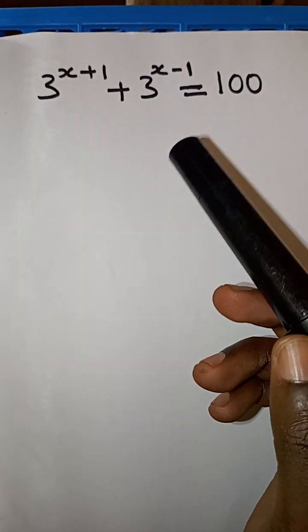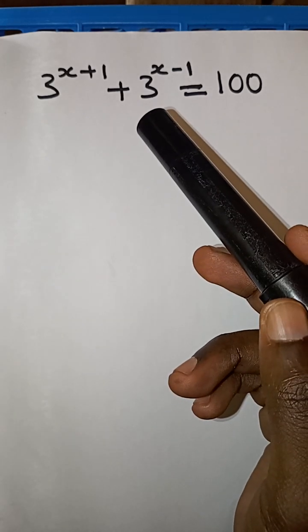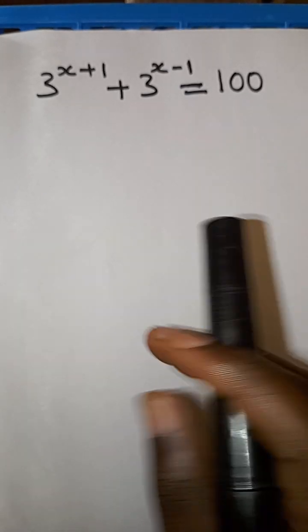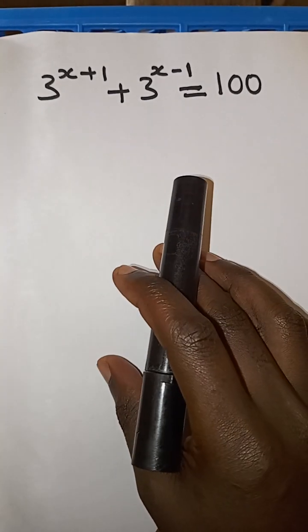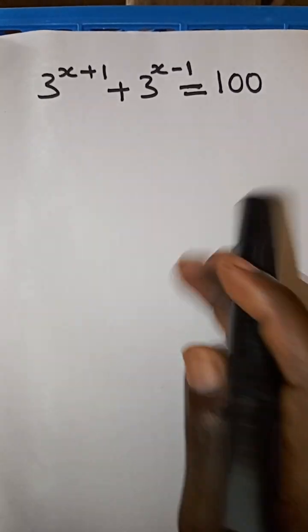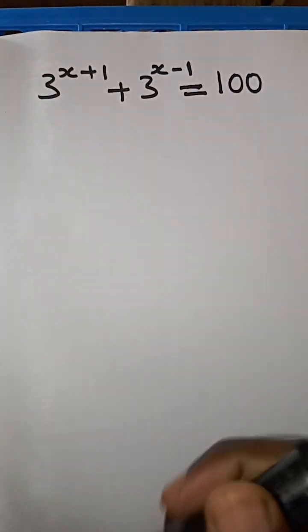So we have an interesting exponential equation given that 3 raised to x plus 1 plus 3 raised to x minus 1 is equal to 100. So we are required to find the value of x. I'm going to take you through step by step up to the final solution, and if possible verify.